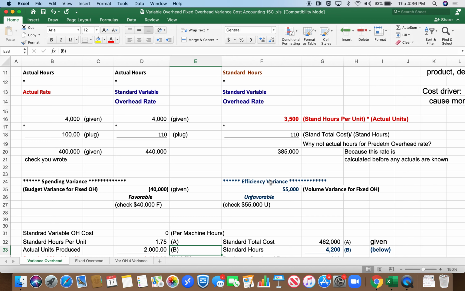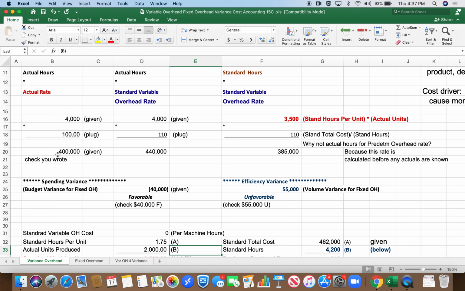Now, before we get too deep in the weeds, here's the way to think about it. A spending variance means that per hour, in this case, our per hour rate actually was higher or lower than we thought. So when you think spending, think of a rate. Efficiency means you used more or less than you thought. Let me do that again. Spending, you spent on an hourly rate, in this case, more or less than you thought. Efficiency, you used more or less than you thought.